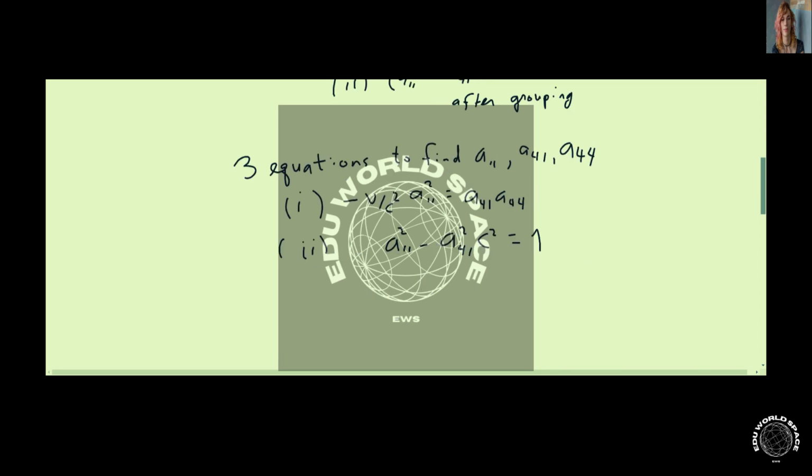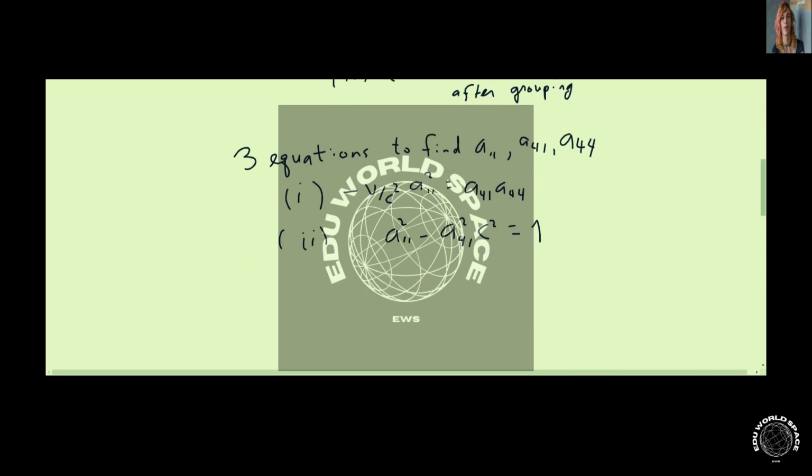Second equation, we have the coefficients have to combine to give us 1. And the third equation, a44 squared c squared.